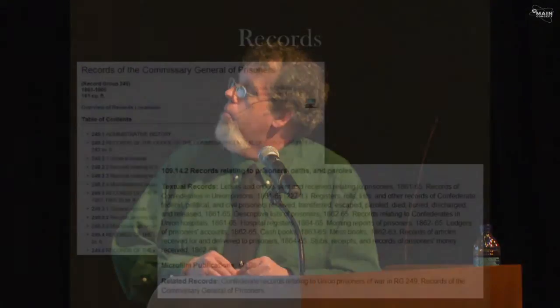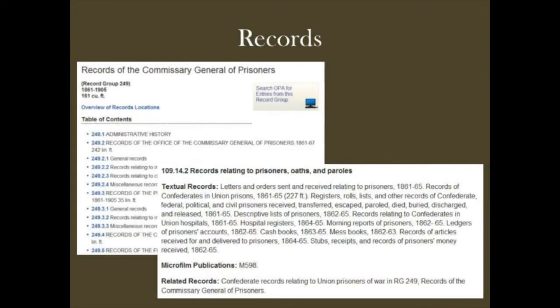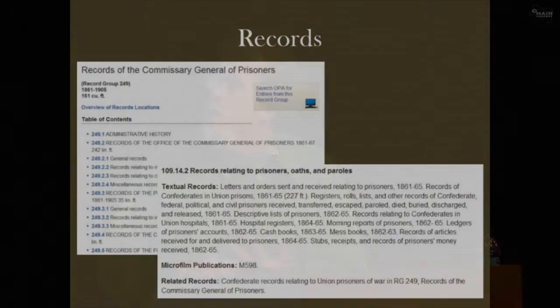I also want to talk quickly about records. We don't have a lot of records at the State Archives dealing with prisoners and prisoner of war camps. We have a lot of private collections of Confederate soldiers who were prisoners, but we do have at the National Archives Record Group 249 and the Confederate Record System Record Group 109. These are the records pertaining to Confederate and Union prisoners of war. We also have the Record Group 249 for Elmira Prison, Point Lookout, and Fort Delaware on microfilm in the search room of the State Archives. But the original records are at the National Archives.